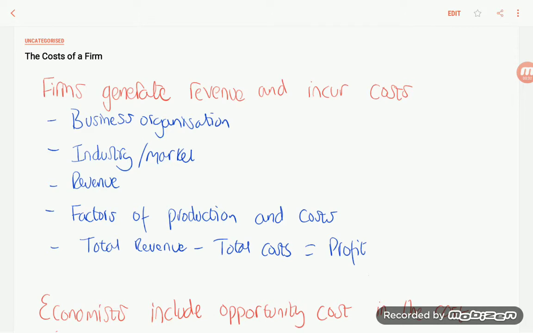Firms generate revenue, that's money coming into the business, by selling their goods and services, otherwise known as their output. Producing this output uses factors of production, and we know that they are land, labour, capital and enterprise, and this obviously entails a cost. The profit a firm makes is its total revenue minus its total costs. In the long run, the firm will need to make profit to survive.